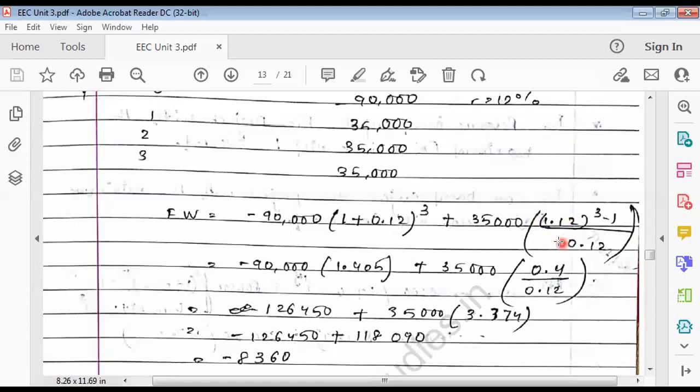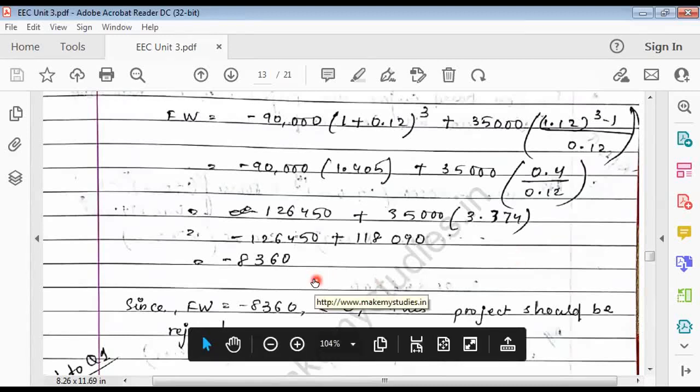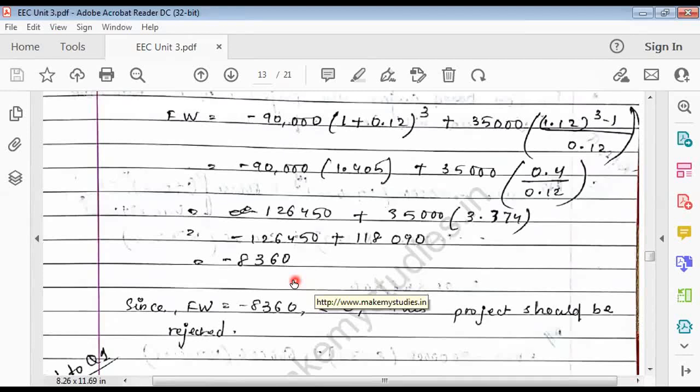And look at the value. Look at the value, negative: minus 8,360. Now I can provide you the insight I was talking about. Now there should be no problem. Once you find the answer to be minus 8,360, you now know what to do. You'll be rejecting this because as per the decision rule, this is negative. So you will be rejecting this project.